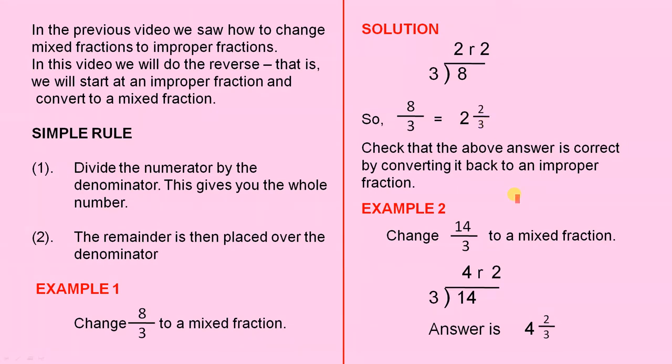Example 2, change 14 over 3 to a mixed fraction. Divide 3 into 14. 3 into 14 goes 4 because 3 4s are 12. The remainder is 2, so the answer is 4 2/3.